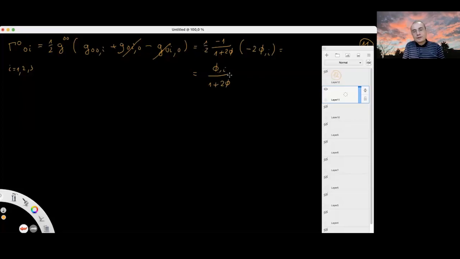When we get rid of the cofactors, this is what we get. And now, assuming that phi is a very, very small number, and so is its derivative, at the leading order we can approximate it. We can get rid of this phi in the denominator, and this is just phi divided by differentiated with respect to i.